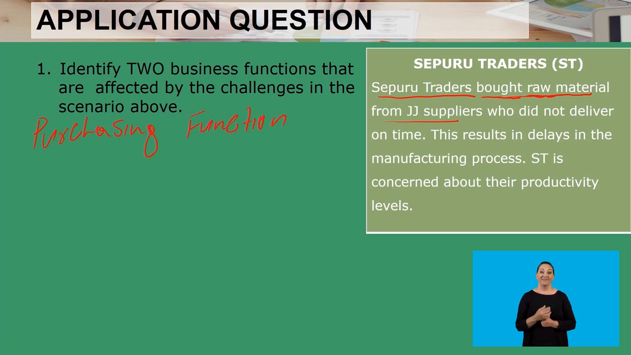The purchasing function is the one that deals with buying raw material from JJ suppliers who did not deliver on time. That is where the challenge occurred. But there is another function that is affected because they are purchasing what we call raw material. Raw material is what is used to make the product. So there is a function that has to make that product, which is also affected because they do not have the raw material due to the delay. So that function that deals with making, producing, manufacturing the product, we call it the production function.